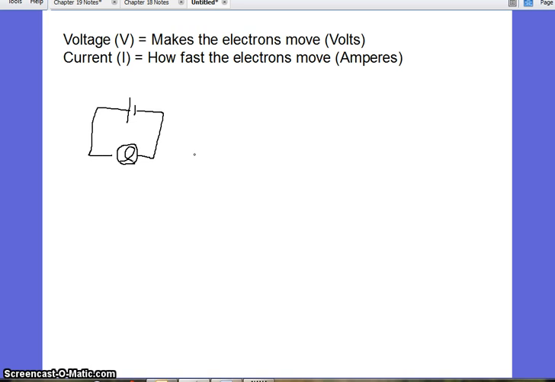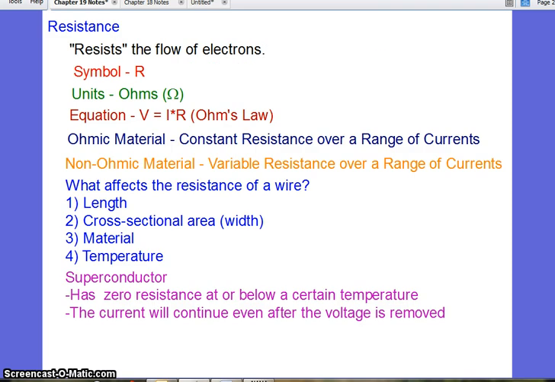A stereo takes the moving electrons' energy and turns it into something more useful like sound. A fan will take the energy from the moving electrons and turn it into something more useful, which is motion. So what we're essentially doing is taking the energy from the electron and converting it into something more beneficial.